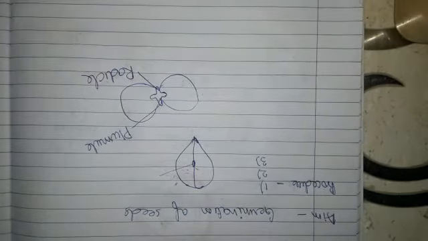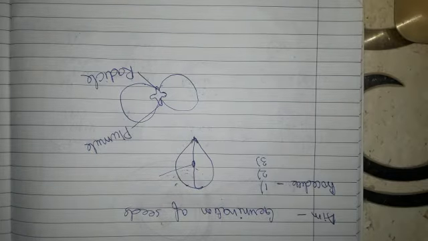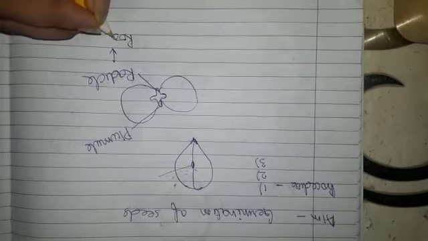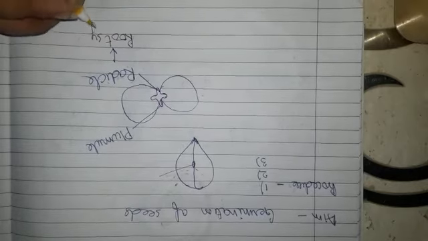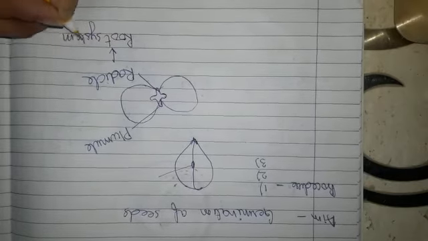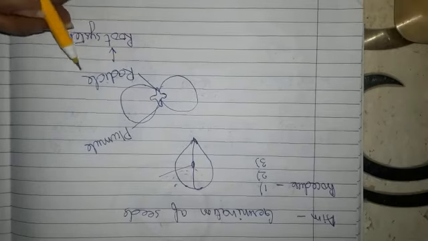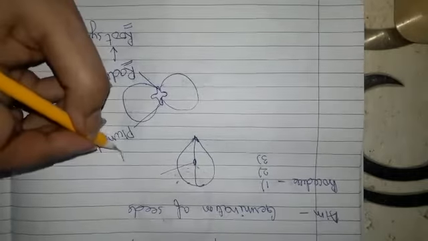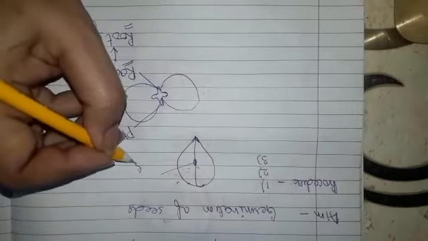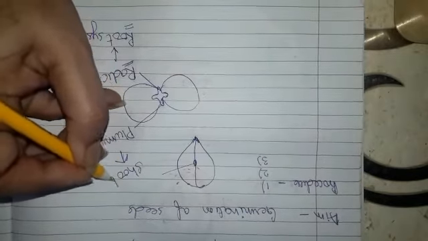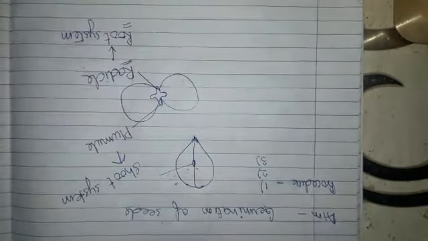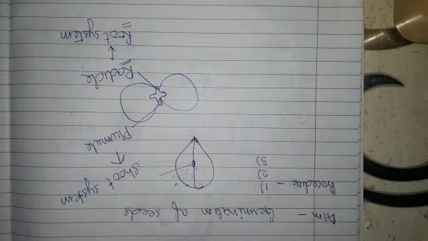When the seeds are sown in the soil, this radicle gives rise to the root system. Means the underground part of the plant will be formed from radicle. To remember, R for root, R for radicle, and this plumule gives rise to the shoot system, that is part of the plant above the ground. So that is all regarding sexual reproduction in plants.